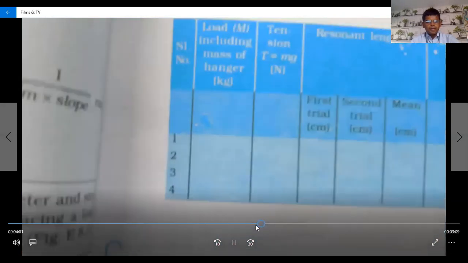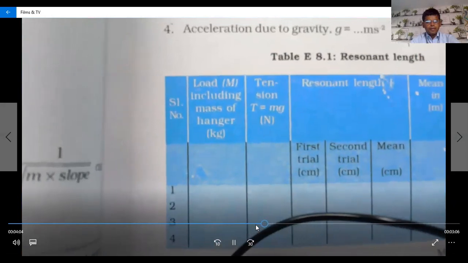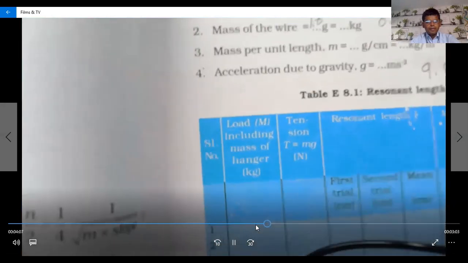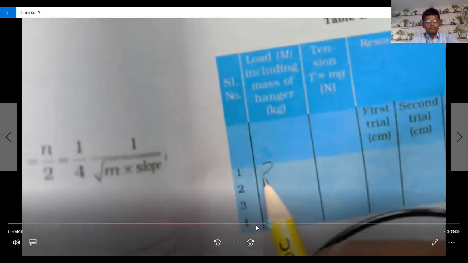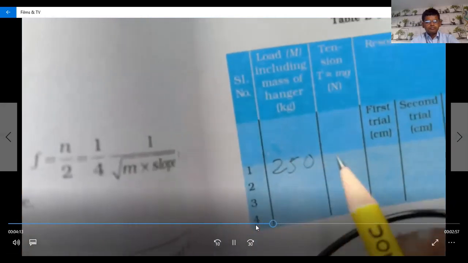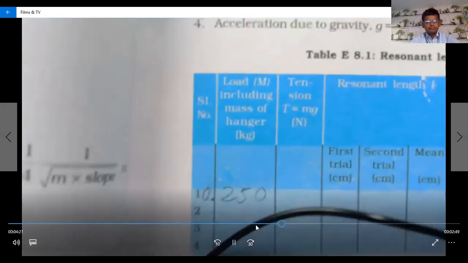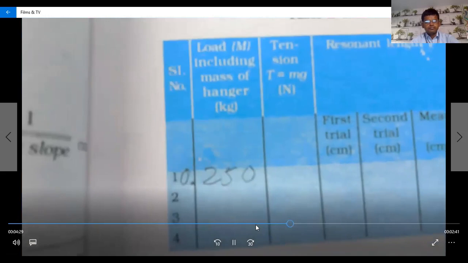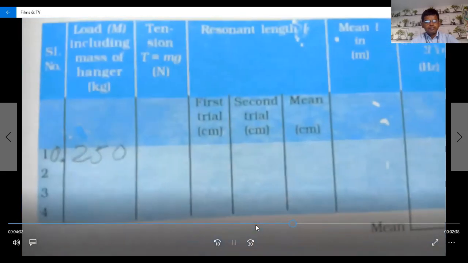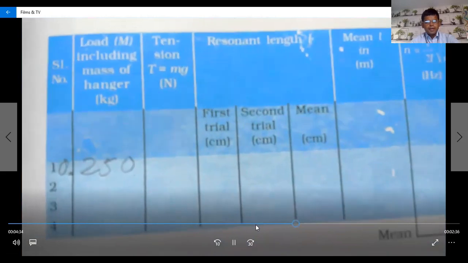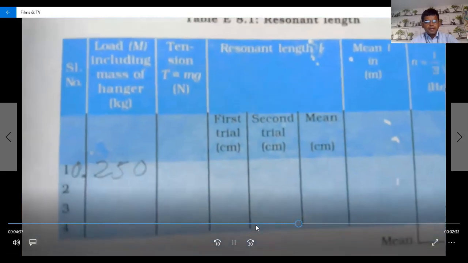Now the first column, load mass including mass of the hanger. Suppose we are using 250 gram, and we want the value in kilogram, so 0.250 kilogram. Now tension: you directly calculate with the help of mass and gravity. So 0.250 multiply 9.8, you found the T. Then after the first trial, we want the value of the length of the wire. So now we show here.